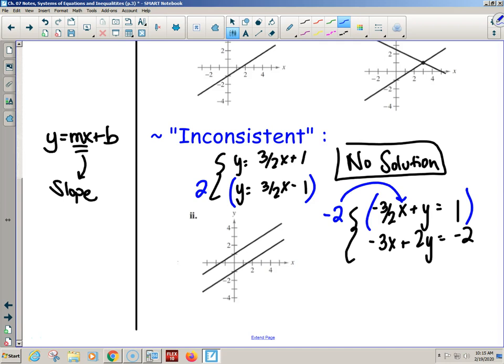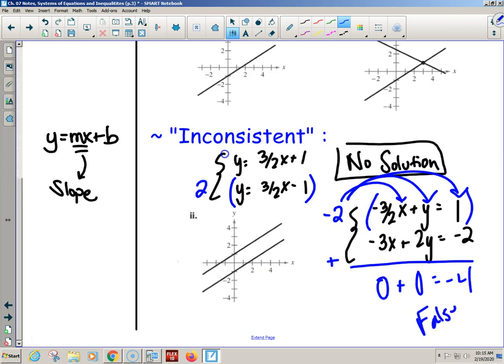That's going to be a positive 3x minus 3x, which is going to equal 0. That's going to be a negative 2y plus 2y, which is going to be 0. And then that's going to be a negative 2 minus 2, which is negative what? Is that true or is that false? Does 0 equal negative 4?